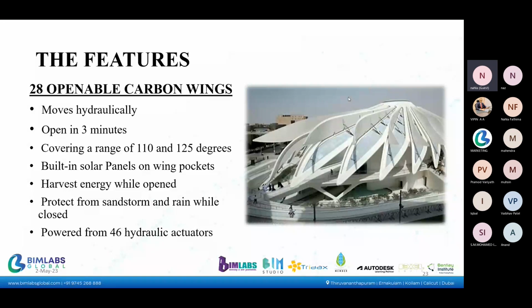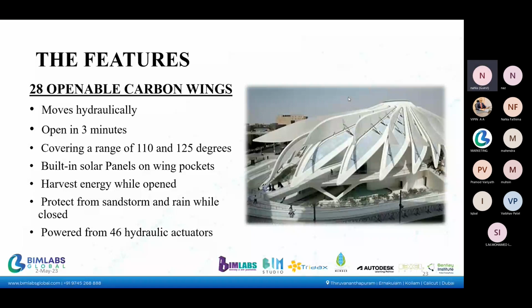These wings also have sensors in them, so that they open automatically. The sensors are there to adjust the lighting. Depending upon the position of the sun, these wings open and close automatically. These wings also have built-in solar panels. The solar panels harvest energy while the wings are open. During the daytime, the wings are open, the solar panels harvest the energy, and electricity is created. This electricity is supplied to the main power grid, and the lighting and HVAC systems use this electricity to run the building.